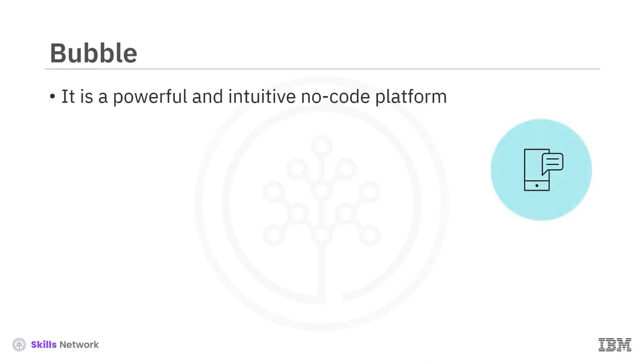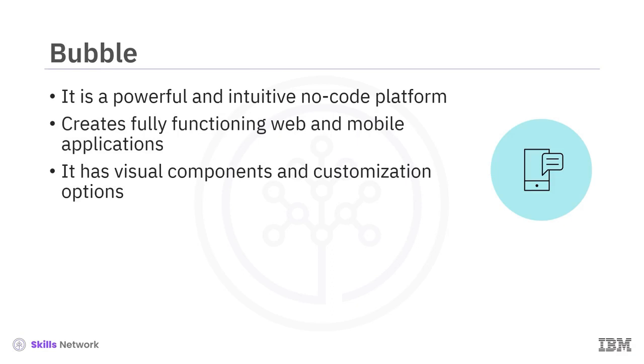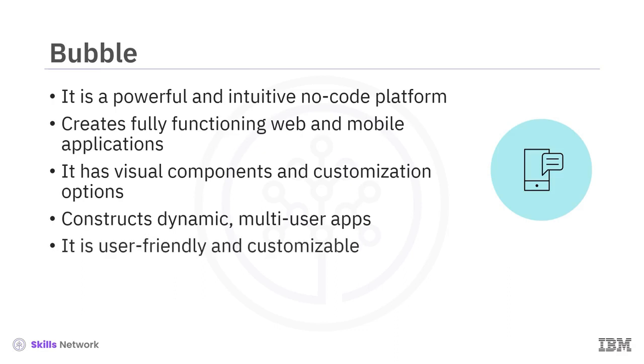Bubble is a powerful and intuitive no-code platform that allows users of all abilities to create fully functioning web and mobile applications. It has a visual set of components and customization options that make it a popular tool for software development, including building apps, dashboards, CRMs, social networks, and more. Bubble is unique as it can construct dynamic, multi-user apps with all the functionality required to develop a website for desktop and mobile web browsers. It is a completely customizable platform that allows users to create and manage databases.